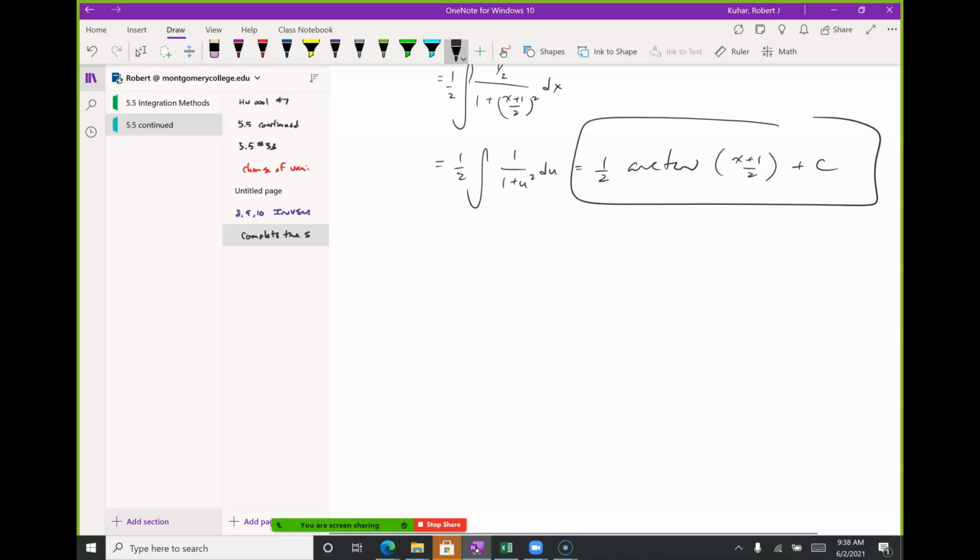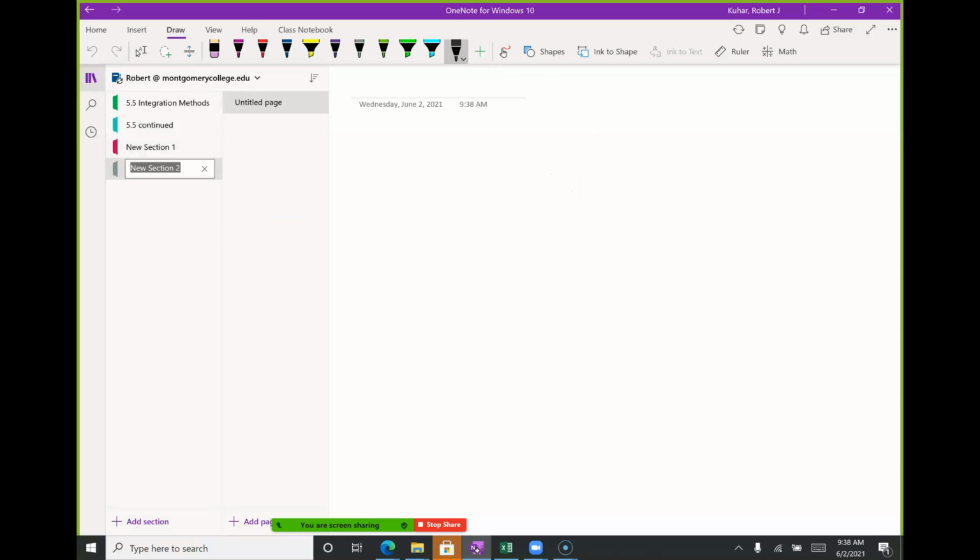I'm going to move into section 5.6. So I'm adding a 5.6, which is called integration by parts. So IBP, we call it integration by parts. We're going to start that in a second, but let's do one more problem from section 5.5. This is a 5.5 level 10 example.